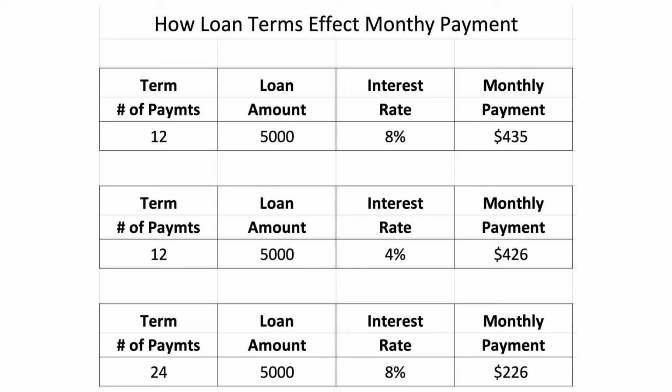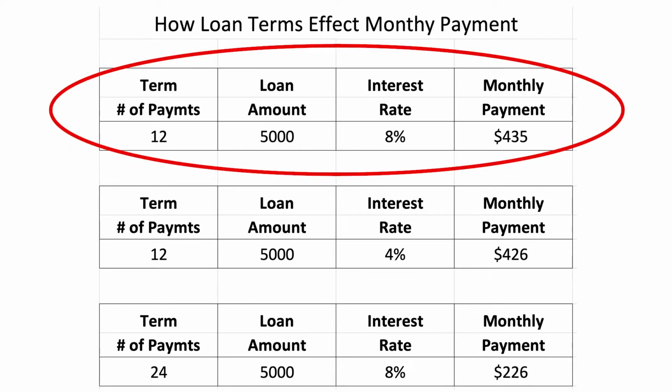So if you look at this handout, this is a borrower who wants to borrow $5,000. And in the first line there, the first box on top, you'll see they're going to borrow $5,000 and they have 12 months to repay it, 1 year. So they'll make 12 payments. And the interest rate is 8%. And if you do the amortization of that, their monthly payment is going to be $435.